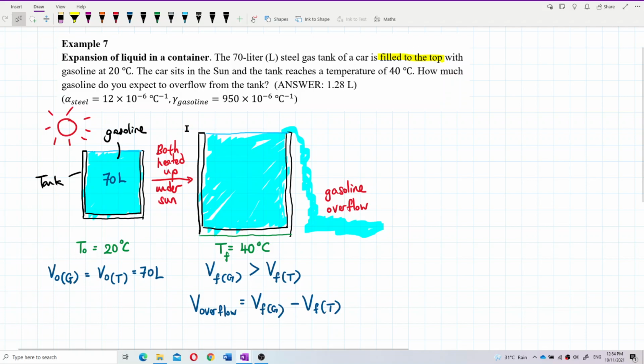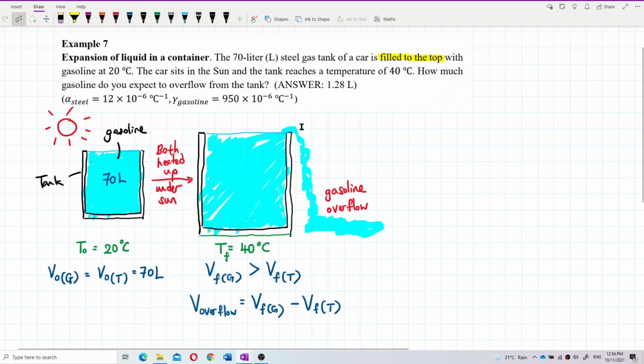However, when both expand and gasoline expands faster than the steel tank, so they are heated up to 40 degrees Celsius under the sun, we know that the final volume of the gasoline will be more than the final volume of the tank, because the tank just doesn't expand fast enough. So what happens is some of the gasoline will overflow.